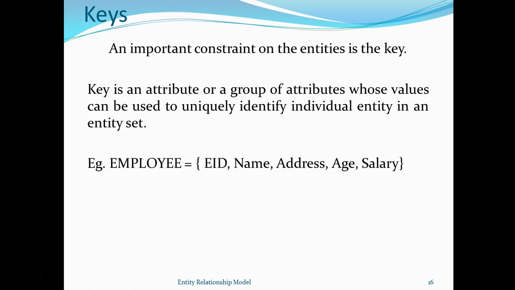The other important term in the ER diagram is the key. An important constraint on the entities is a key. A key is an attribute or a group of attributes whose values can be used to uniquely identify an individual entity in an entity set. So keys are the unique attributes within an entity. For example, an employee may have attributes EID, name, address, age, and salary. Each employee has a unique ID, so EID is the key.